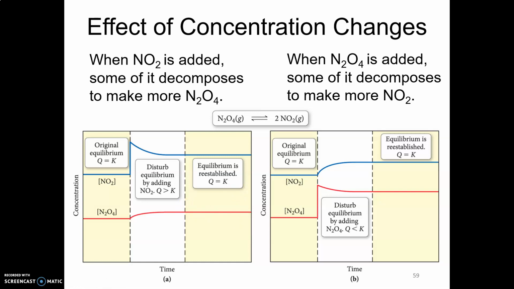You could have flipped it. You could have added N2O4. And if we added N2O4, its concentration would dramatically increase, but then some of that would be consumed while some NO2 was being produced until the rates are equivalent again. And once the rates are equivalent, the concentrations cease to change. Okay? So the shorthand is this. When you add, it shifts away from where you add.